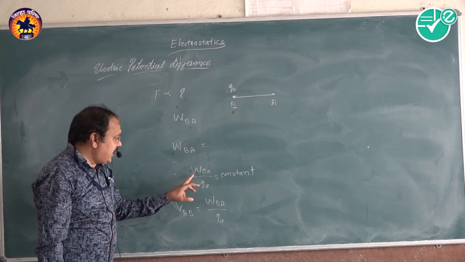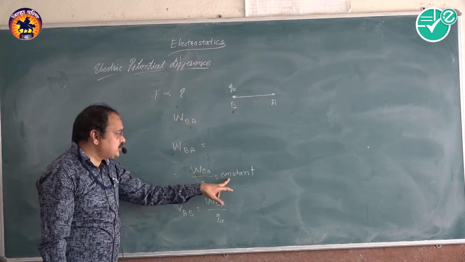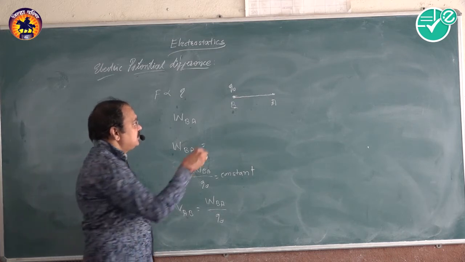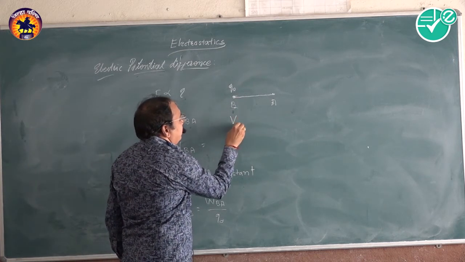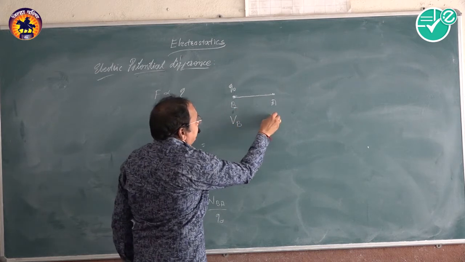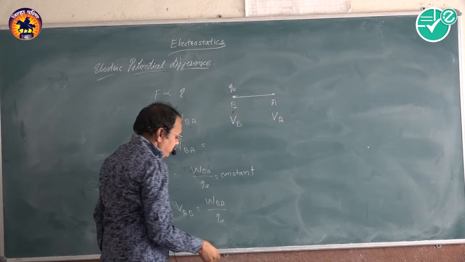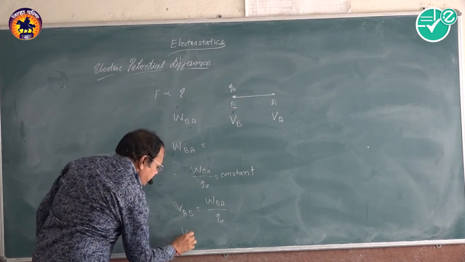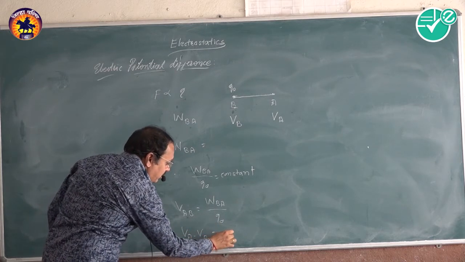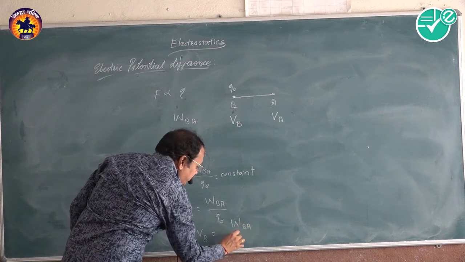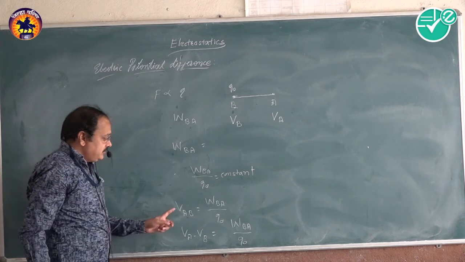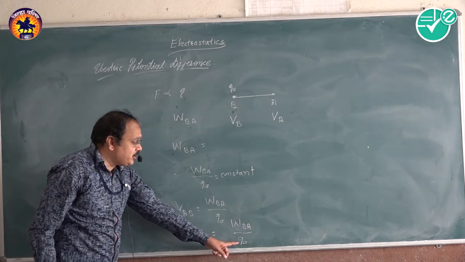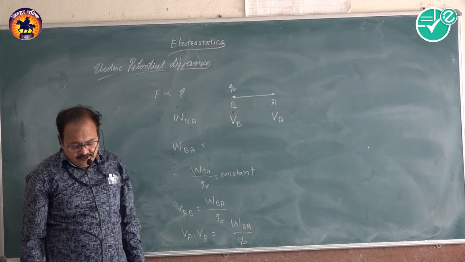And you know that W_A upon Q naught equals a constant, and that constant is nothing but the potential difference between points A and B. That means the electric potential at point B is V_B, and the electric potential at point A is V_A. Therefore, we can write V_A minus V_B equals W_BA divided by Q naught. This is the electric potential difference.